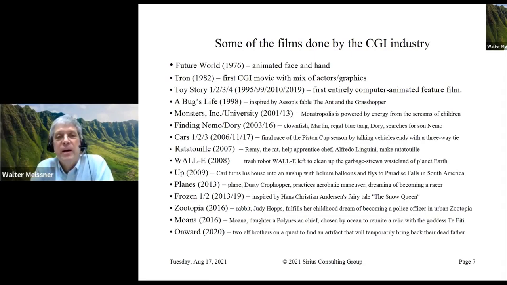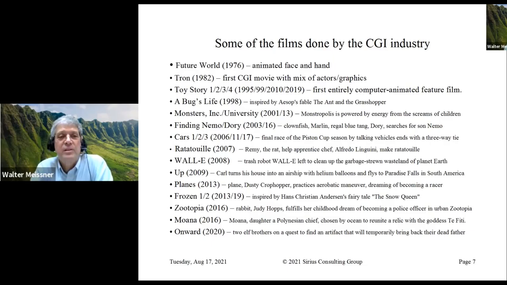Some of the films done by the CGI industry, Futureworld was a very early one, had an animated face and hand. Tron was the movie that came out at the time I was working on this array processor, so I had to go out and see it. It was the first CGI movie with a mix of actors and graphics. It was like 80, 90 minutes long, so that was a first. It was still very simple.